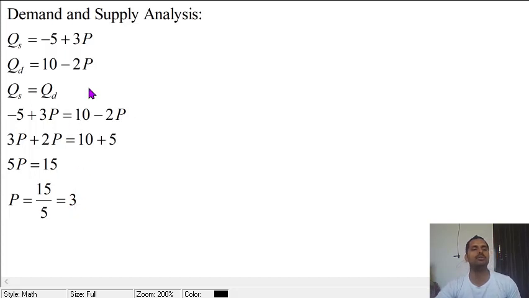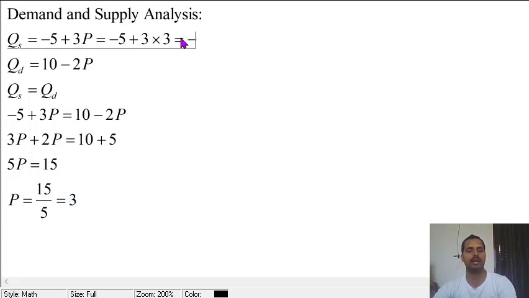Now we have to find the equilibrium quantity. You know that equilibrium quantity will be the same for both supply and demand because it is equilibrium. So in any equation you can substitute the value of P, which is 3, and you can find the equilibrium quantity in the market. For example, if you put the value of P here, it will be minus 5 plus 3 multiplied by P, or in place of P you have to write 3 because we have found that equilibrium price is 3. Now you can write minus 5 plus 9 is equal to 4.